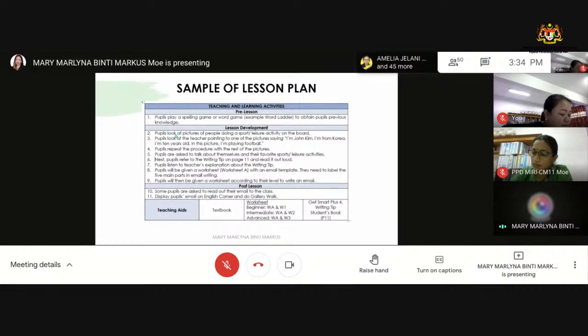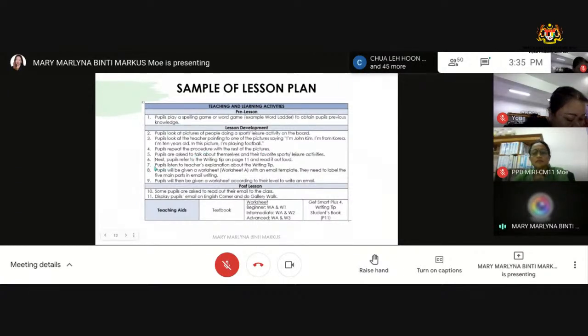So for online classes, as some of the presenters mentioned just now, instead of the board you can change it into slides, and then for the pre-lesson you can maybe do a spelling game online using Kahoot or Quizizz. Okay, and then number 3, pupils look at the teacher's picture, and the teacher says, I'm John Kim, I'm from Korea, I'm 10 years old. I'm not going to read all the lesson development, but you can read it here.